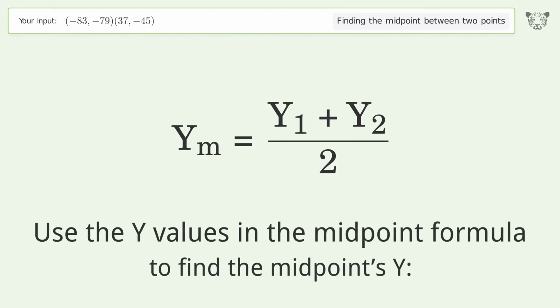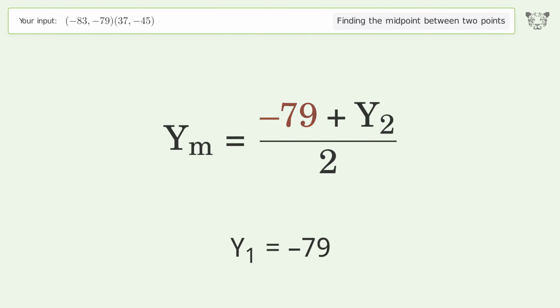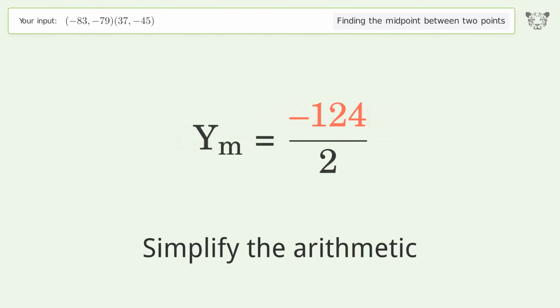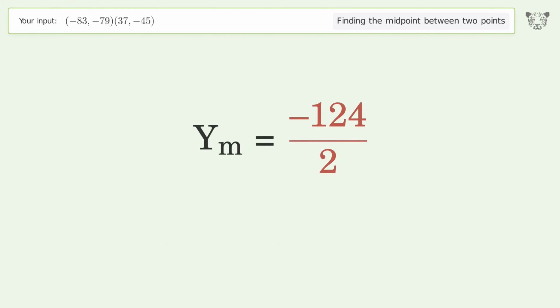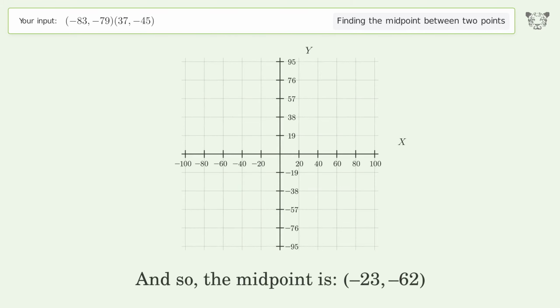Use the y values in the midpoint formula to find the midpoint's y. y1 equals -79. y2 equals -45. Simplify the arithmetic. And so, the midpoint is -23, -62.